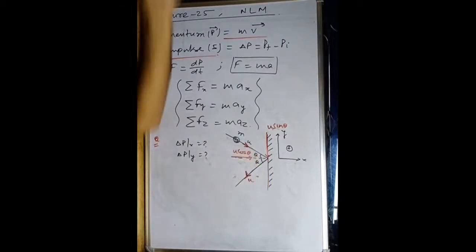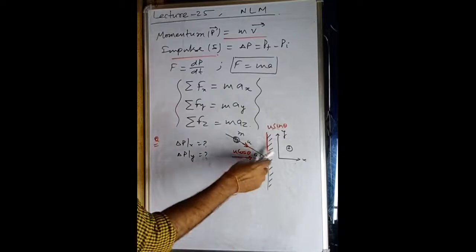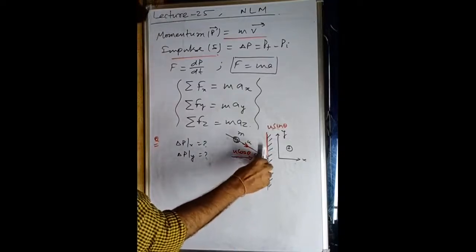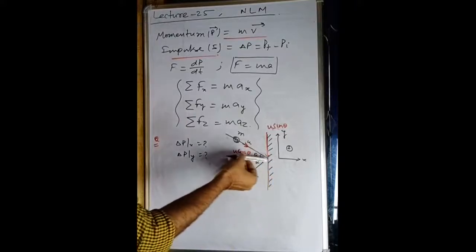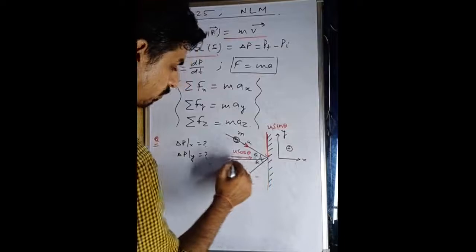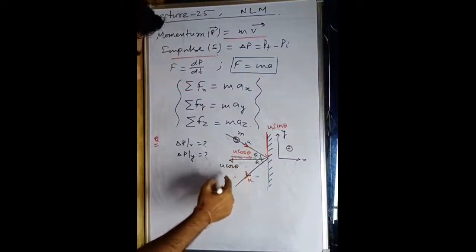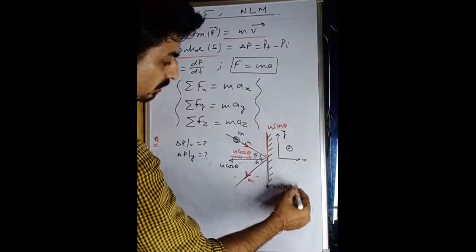Am I right? Yes. Now, another thing. For the rebounding velocity, it will also have two components. One component will move in this direction, and the other component will move in this direction. So the components of these two will be u cos theta in this direction, and the other component is u sin theta.